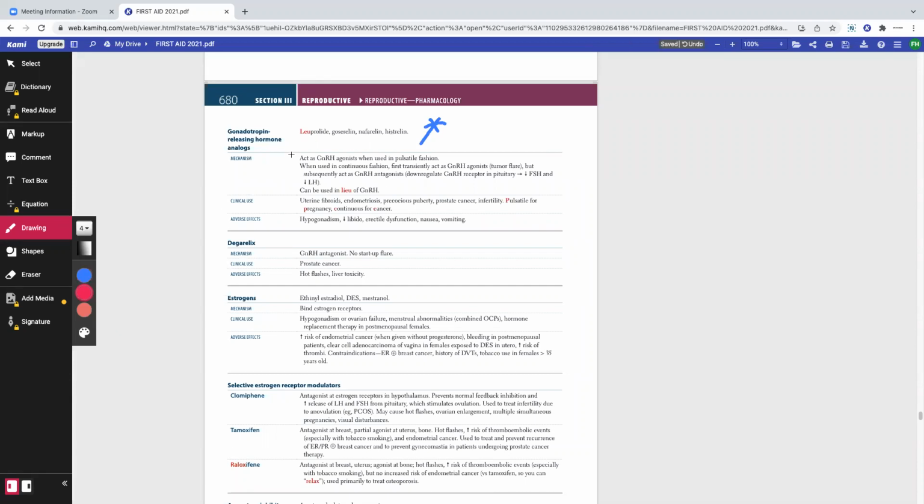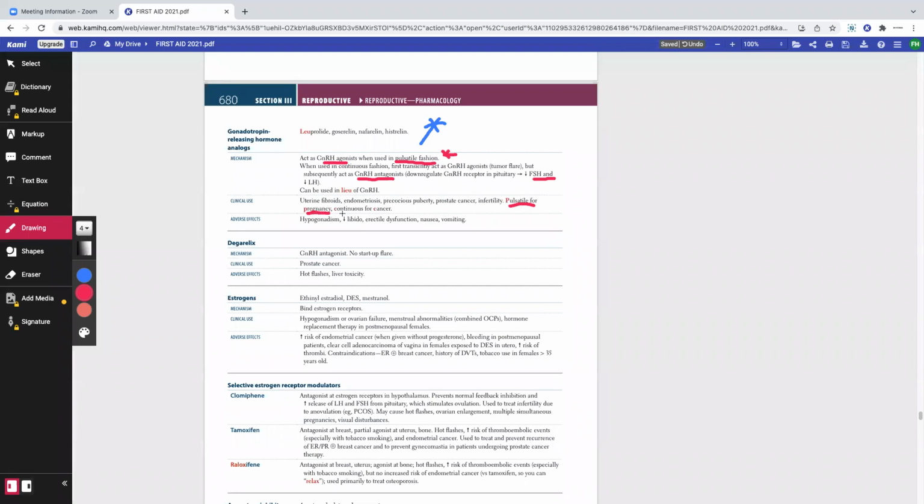Leuprolide, goserelin, and histrelin, these are GnRH agonists when used in pulsatile fashion. Okay, so that's important. When used in continuous fashion, they act primarily as GnRH agonists, but subsequently they become GnRH antagonists. So that decreases FSH and LH in a continuous fashion. Now, where do we use GnRH agonists and antagonists? Always remember, GnRH agonists are used in pulsatile fashion for pregnancy.